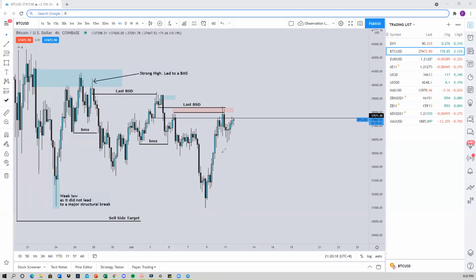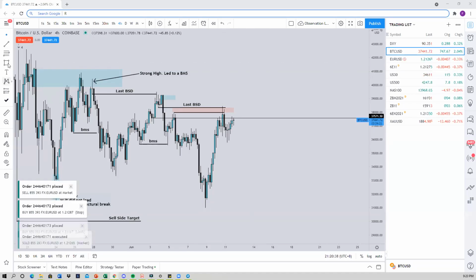But now you can see that this run up, this liquidity void here, led to a market structural break here. So what does that mean? That means that when price comes down, you will see a reaction from here.